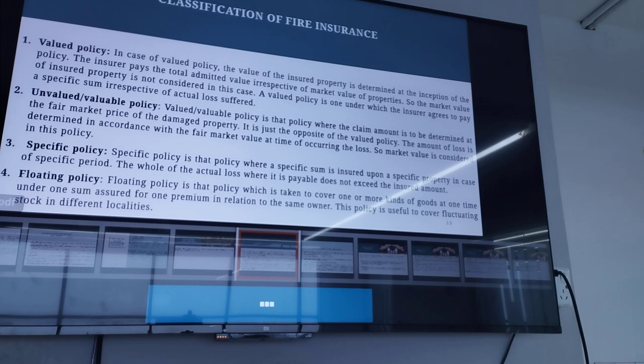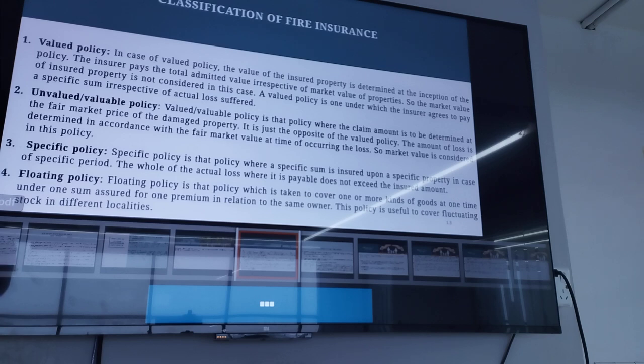Unvalued policy. An unvalued policy is that policy where the claim amount is to be determined at the fair market price of the damaged property. It is just the opposite of the valued policy. The amount of loss is determined in accordance with the fair market value at the time of occurring the loss. So market value is considered in this policy.